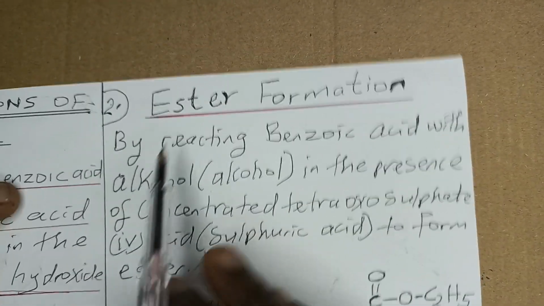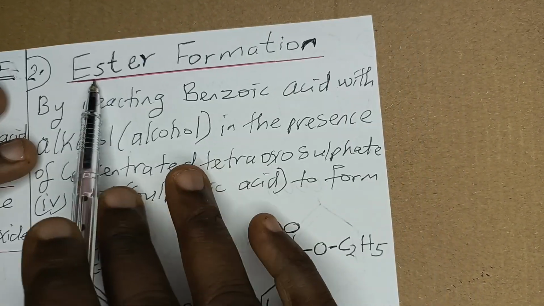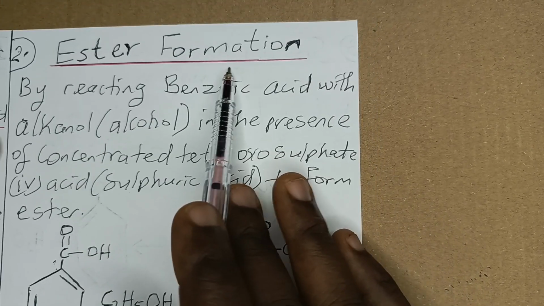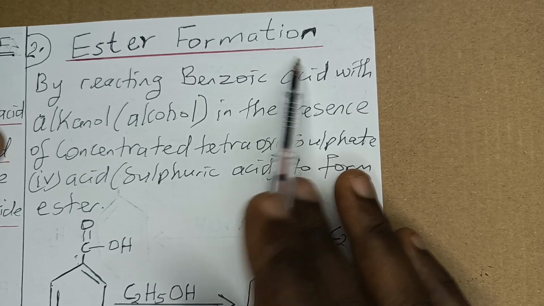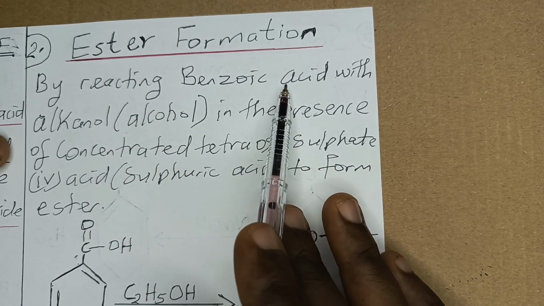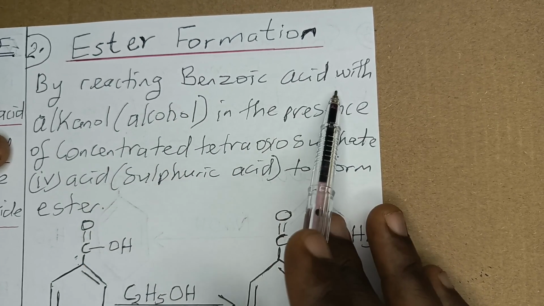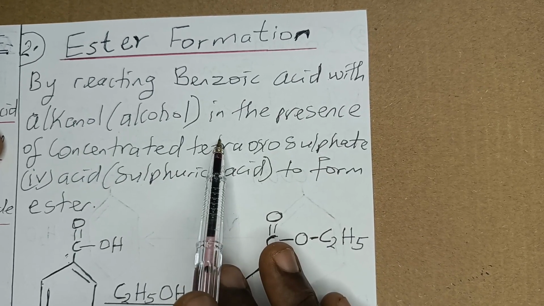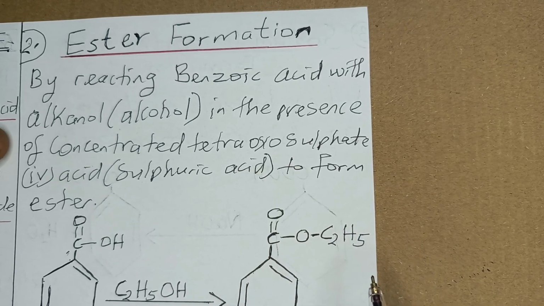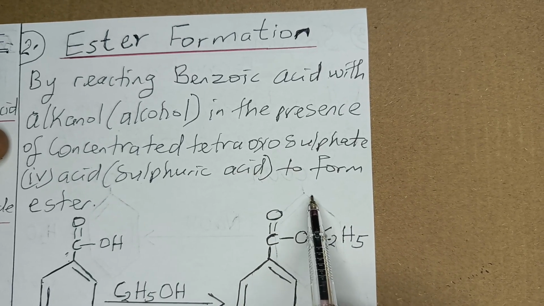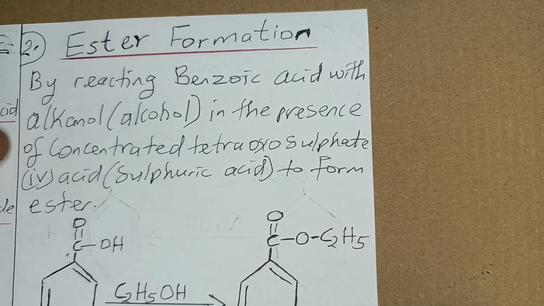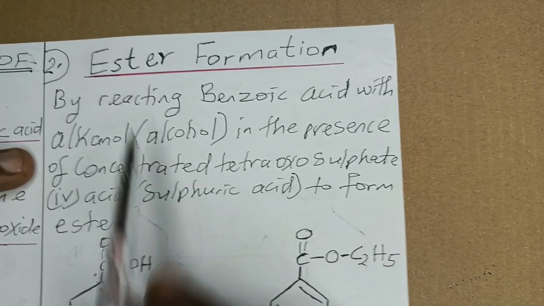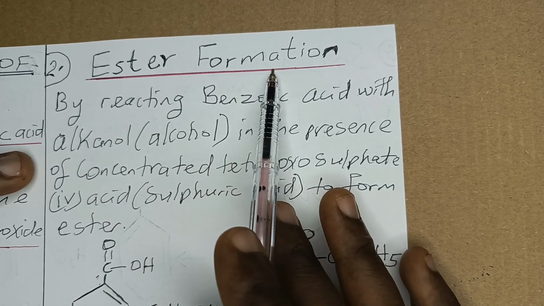Another reaction is ester formation. You all understand that esterification is the reaction between carboxylic acid and alkanol. That is alcohol reacting with acid. It gives us ester, and most of the time, water as a byproduct after the ester has been formed. So how do we form ester here?